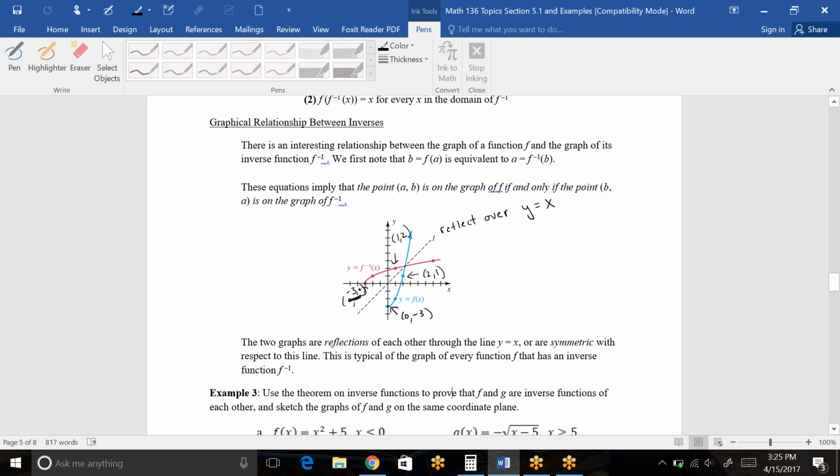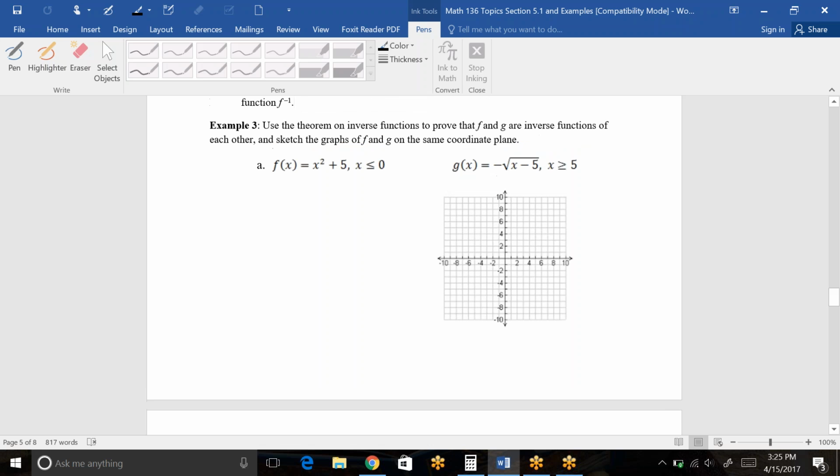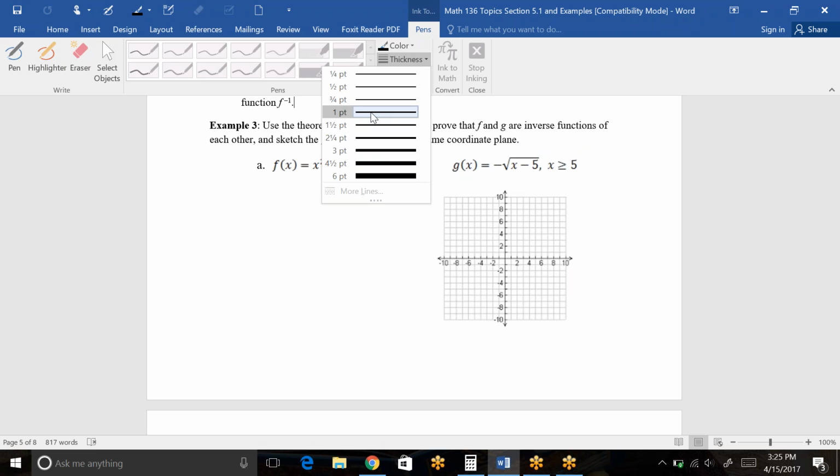Okay, so just to lead us in, because I'm not going to do all the examples on the pre-video, but we're going to do at least one of a couple different types. This says use the theorem on inverse functions to prove that f and g are inverses of each other and then sketch them. So we're going to prove it two ways.